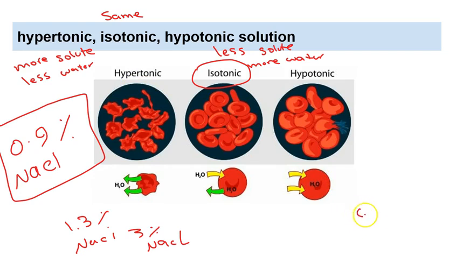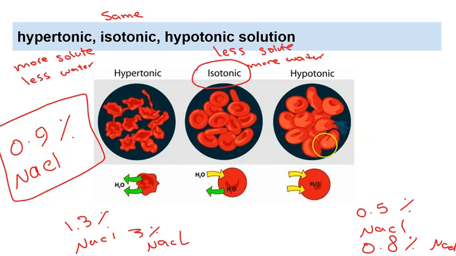So for example, 0.5% NaCl, even 0.8% NaCl, that would be considered as hypotonic. So the best one, the one considered isotonic, is 0.9%.